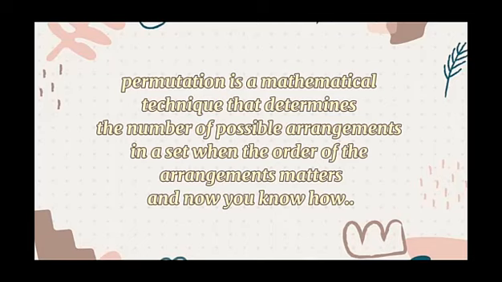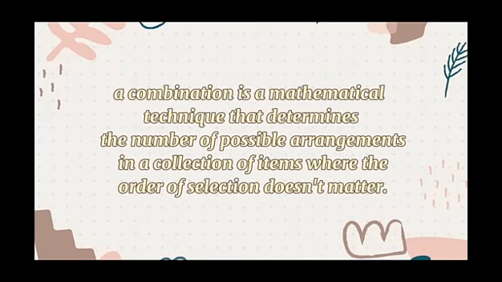Permutation is a mathematical technique that determines the number of possible arrangements in a set when the order of the arrangement matters. And now you know how. Combination is a mathematical technique that determines the number of possible arrangements in a collection of items. The order of selection does not matter.